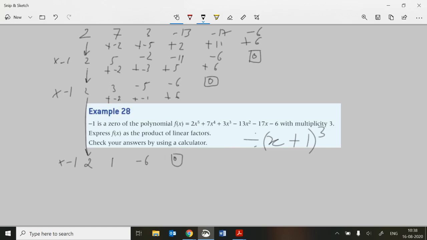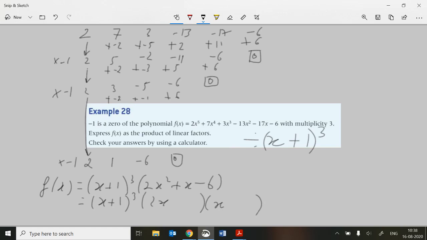Okay, so now we can see that our f of x is equal to x plus 1 cubed. And then we're left with this as our quotient. So we're getting 2x squared plus x minus 6 is our quotient. I'm hoping that this one factorizes. So let's think about whether that does. Now, obviously, one of them is going to be 2x. One of them is going to be x. And I suspect that we're going to have a 2 and a 3 inside.